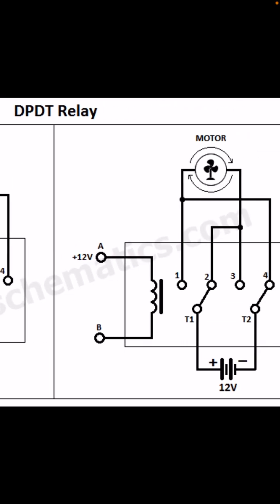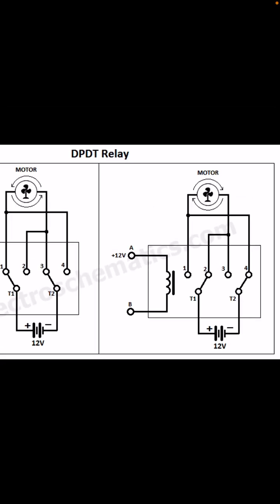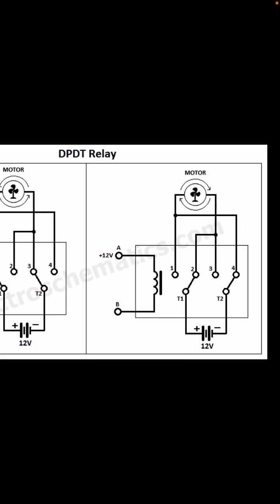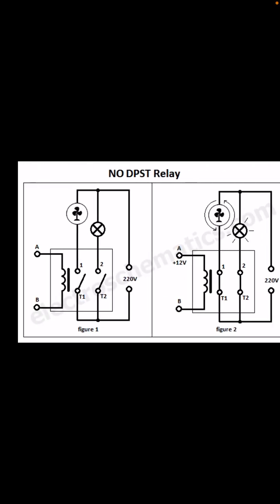But if you look over here, when it throws power to the other paths, it's going to change the direction of that motor, and it's going to make it turn clockwise. So that's an example of double pole, double throw. It's also used for a lot of stuff we work on, like kitchen equipment, HVAC stuff, water heaters, stuff like that.